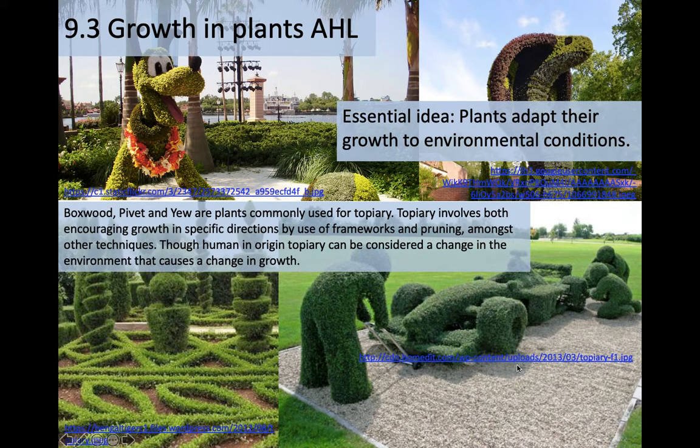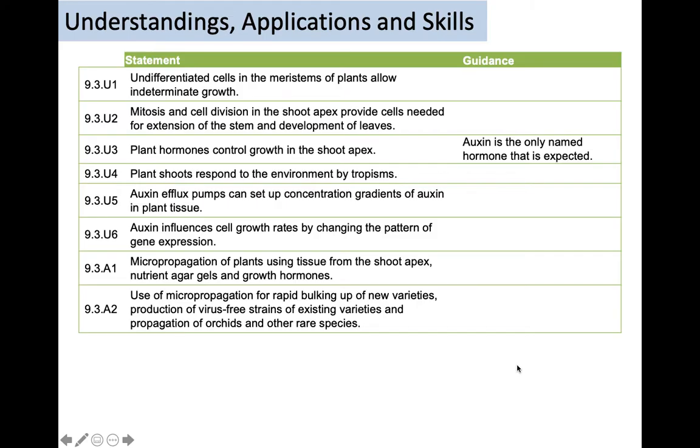All right, so this lesson is all on growth of plants and the hormones that you're going to see within the plants. So for this lesson, these are the expectations that you need to know. So let's take a look. One, undifferentiated cells in the meristems of plants allow indeterminate growth. Mitosis and cell division in the shoot apex provide cells needed for extension of the stem and development of the leaves. Plant hormones control growth in the shoot apex.